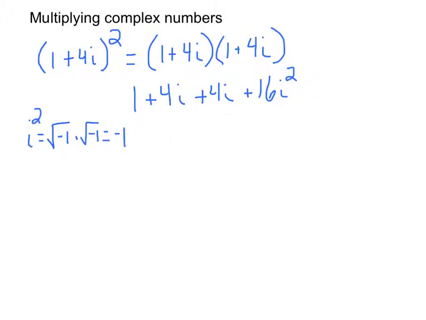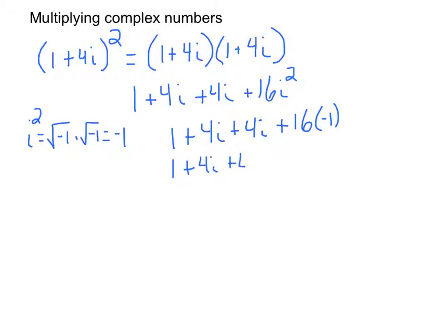Alright, so let's rewrite it. So I'm going to take this 1 here. It will be 1 + 4i + 4i + 16, and instead of writing i squared, I'm going to write my negative 1. 16 times i squared, or 16 times negative 1. So I need to do our order of operations first, which tells me I need to do this one. So I'll go in here, I'll go 1 + 4i + 4i, whoops, minus 16. There we go.